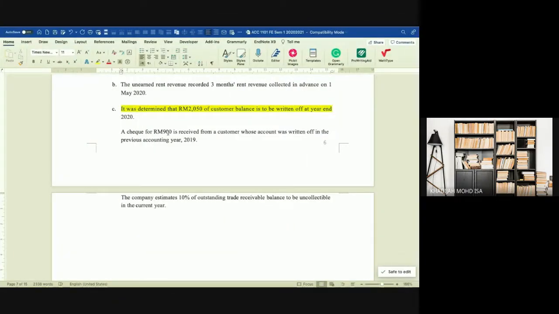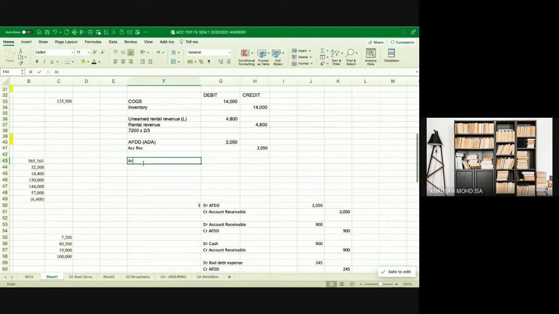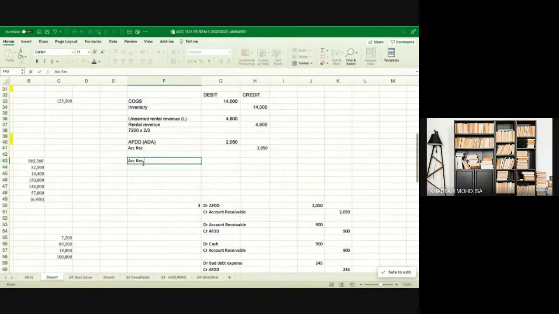what you do is that first you have to create the accounts receivable, then only you set it off. So there are two double entries for this. The first one is that you're going to create your accounts receivable of 900, that is the amount that is recovered. And then you put AFDD here, under ADA. So it's a credit of 900. So that's the first adjustment.